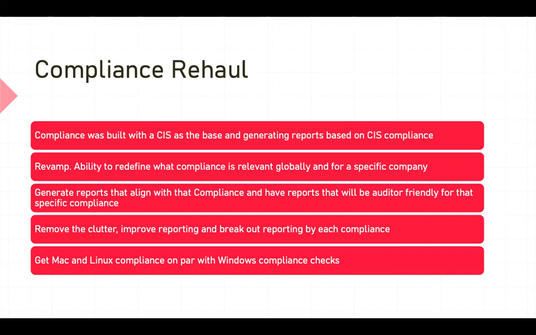And there are a lot of tools which have done this, and we've looked through those tools, and then removed all the clutter, improved reporting, and basically broke out reporting by each compliance. And again, just as we've done with vulnerability, we can have the ability to put exceptions and upload data corresponding to those exceptions so that the compliance essentially is clean. And last but not the least, we have a weakness right now with the Mac and Linux compliance. So we want to bring all of those assets back in along with Windows compliance checks. So this is essentially part 2 of the entire thing, which is the compliance recall.